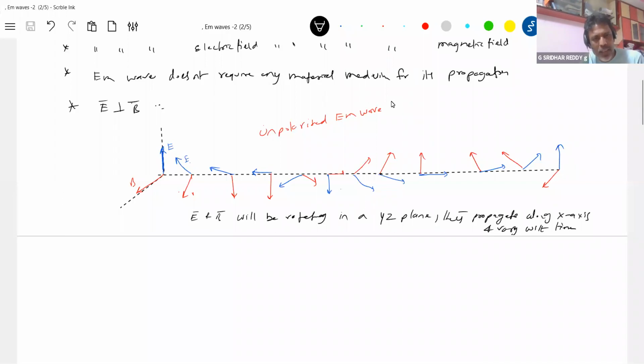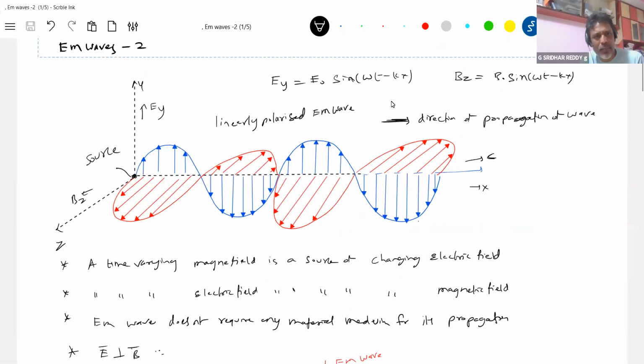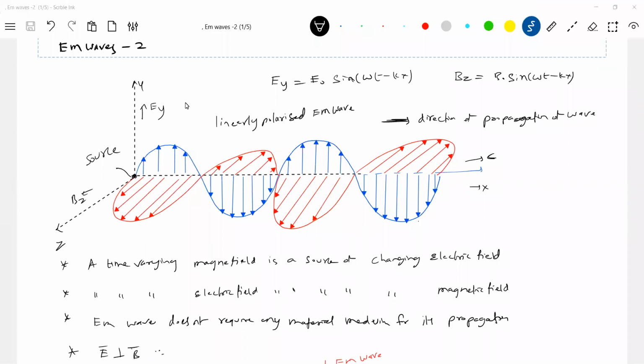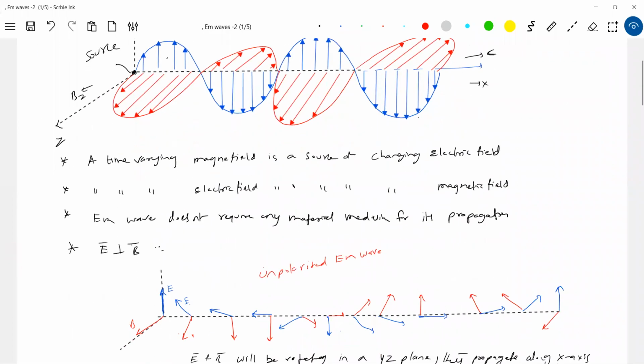Now I'm interested in this, as we know from electrostatics: in a region where there is an electric field, there must be energy. In a region where there is a magnetic field, there must be energy. So I'm now interested in the energy of an EM wave. That's the basic thing. So we'll go for the energy of an EM wave.